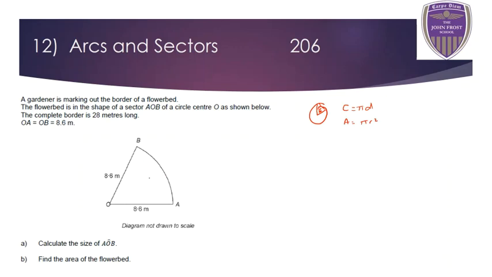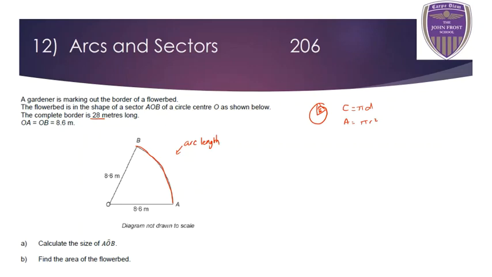So what I've got here in this diagram then is a flower bed, and the border is marked out. So we can see that the two lengths here, the two straight edges of the border are 8.6 meters. But I'm being told here that the complete border is 28 meters long. It means that I can now find the distance from A to B using that information, and that would be the arc length. So that's the arc length here, which is just a fraction of a whole circumference.